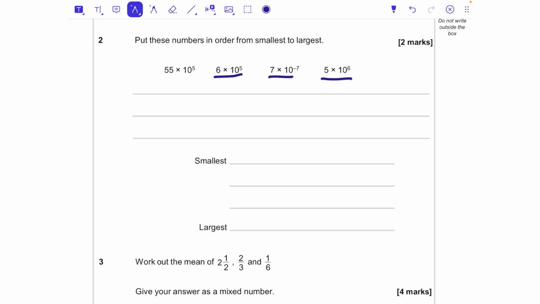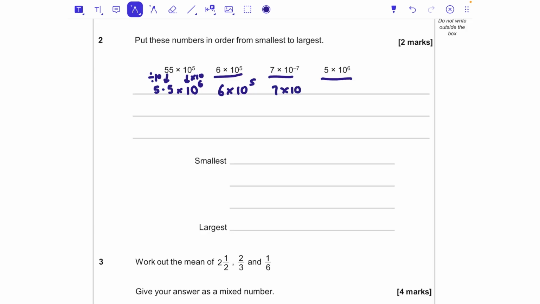However, the first number here, this one, is not in standard form, so I'm going to make that in standard form. Now to do that, I need the value at the front to be between 1 and 10. So I'm going to make it 5.5. But because I've divided this bit by 10, I need to times this bit by 10 to keep the number the same overall. So that's now 10 to the power of 6. And now we've just got them all in standard form.